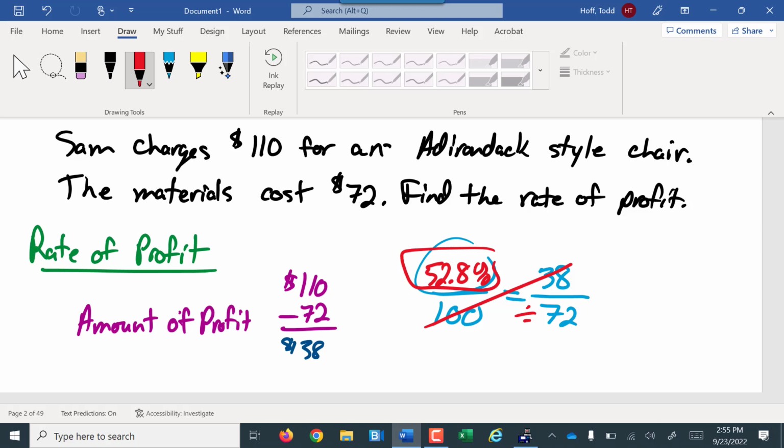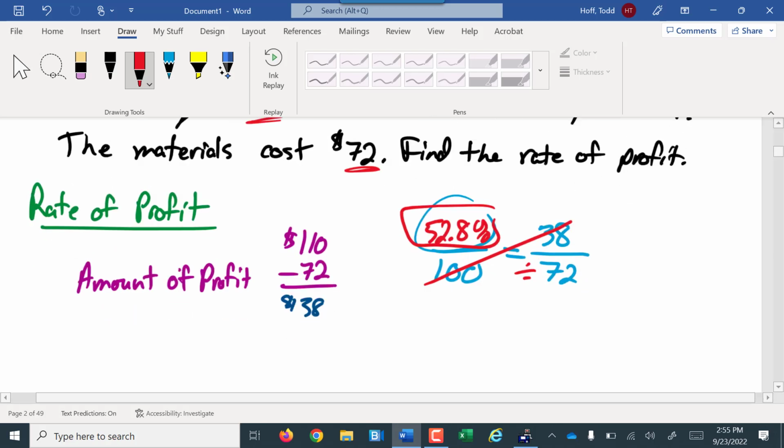That's actually a pretty tight margin for something like that. I used to build lawn furniture and sell them. Something that costs $72, if you're selling it for 110, chances are you got more hours into it. You're not making much of an hourly rate off of that.